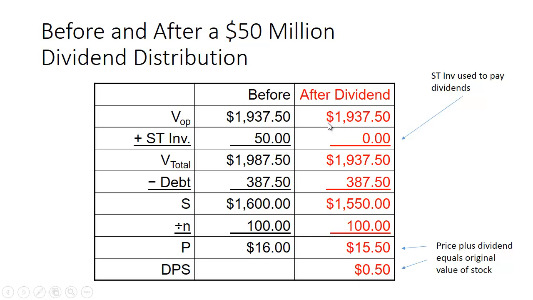After the dividend, they still have the $1937.50 in the value of operations. Now they don't have any short-term investments because they used this money to pay the dividend. The total value of the firm is now $1937.50 minus $387.50, same amount of debt. The value of the stock is now $1,550 divided by the 100 shares. It's $15.50 a share, but shareholders receive a 50-cent dividend, so the total value equals the $16. Okay, this is in the absence of taxes. If there were taxes, this isn't necessarily going to be exactly the same.